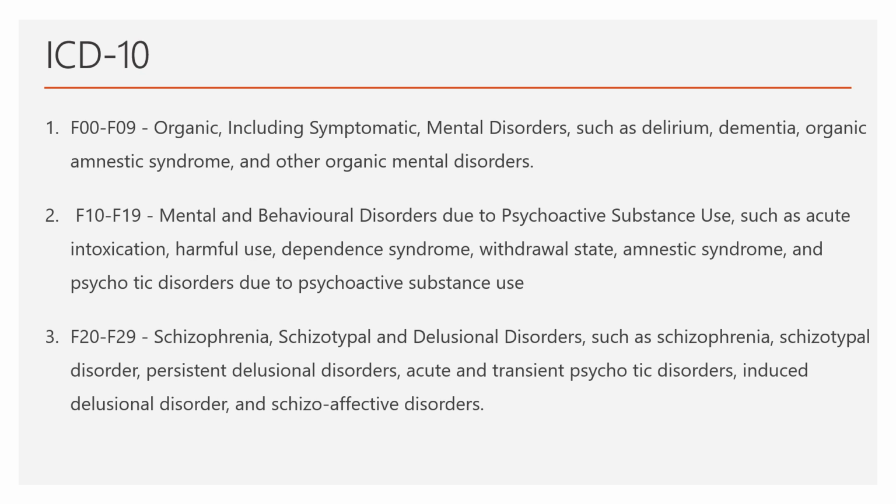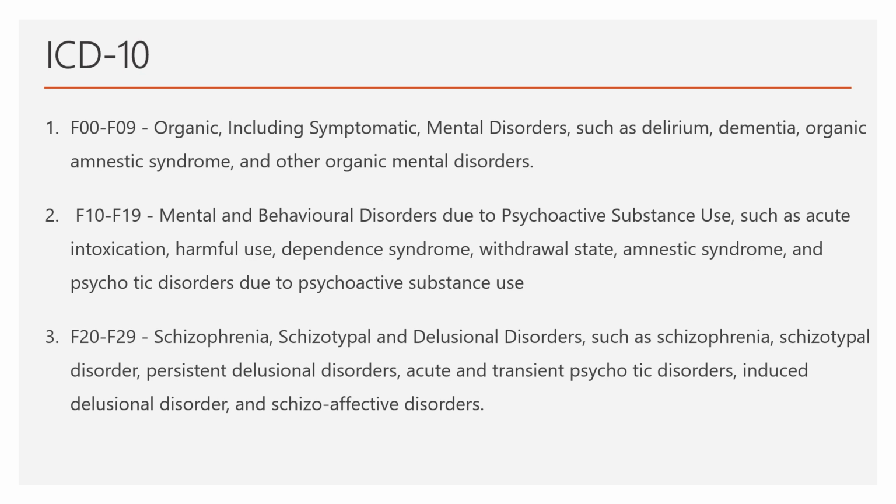So the first, F00 to F09, is your organic illnesses. It includes delirium, dementia, organic amnestic syndrome, and other organic mental disorders. Okay, now coming to the second point. F10 to F19 is all your addictions. So addictions, in clinical or technical terms, are called mental and behavioral disorders due to psychoactive substance use.